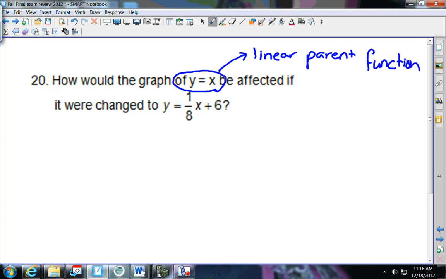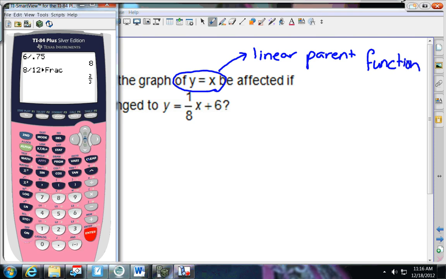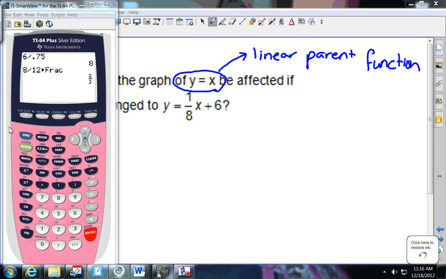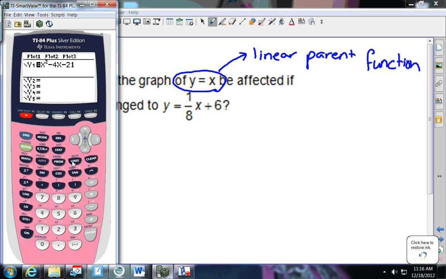Just as a reminder, because I know that we'll probably see it on the EOC, remember that the linear parent function is y equals x. Make sure that you can see the graphs. So put in there y equals x and press graph. It is increasing, it goes up, it goes through 0, 0. Is it proportional? What does proportional mean? Proportional means it goes through 0, 0. Does it go through 0, 0? Yeah, it does. That's just a reminder on linear parent function.